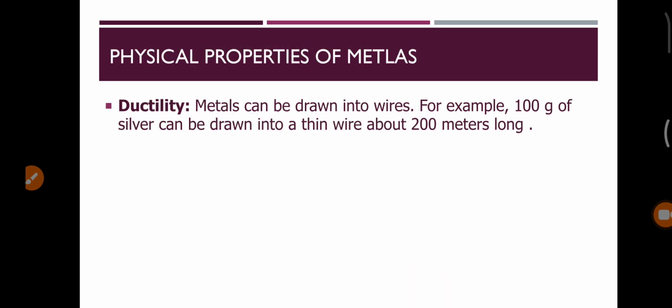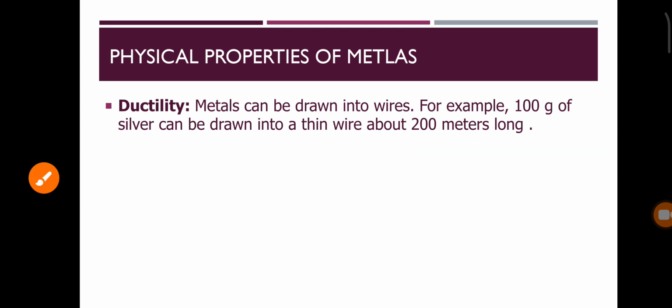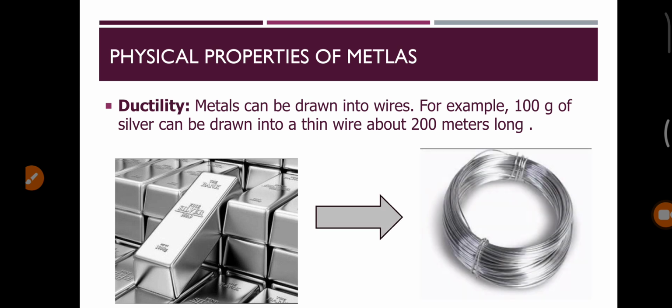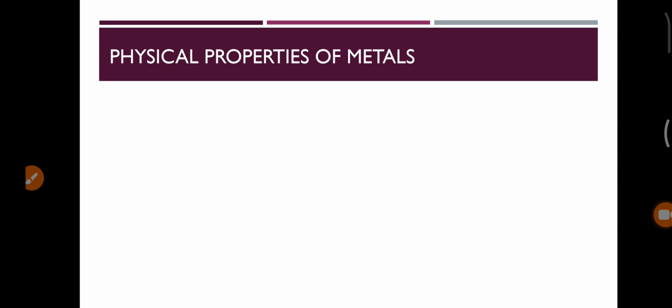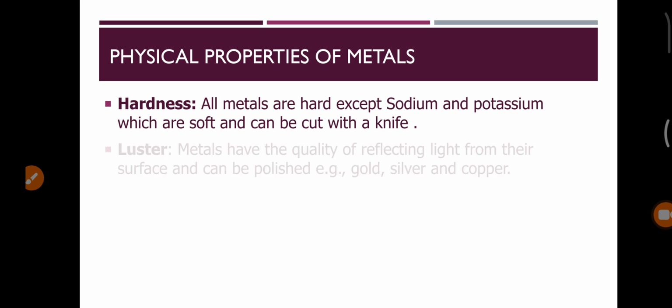The third property of metal is its ductility. Metals can be drawn into wires. For example, 100 gram of silver can be drawn into thin wire about 200 meters long. So, this is the third property of metal. Moving forward, if we talk about its hardness, all metals are hard except sodium and potassium, which are soft and can be cut with a knife.